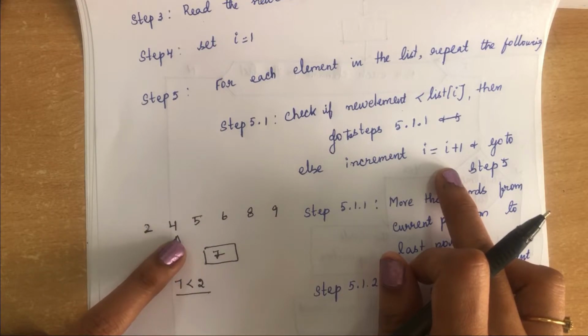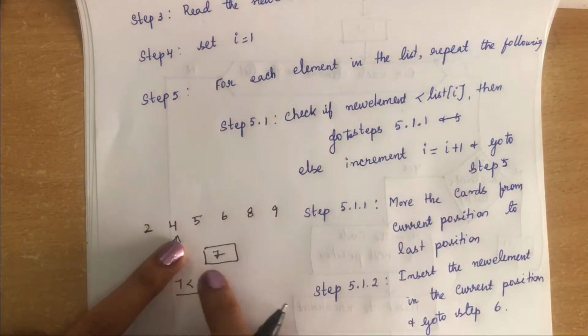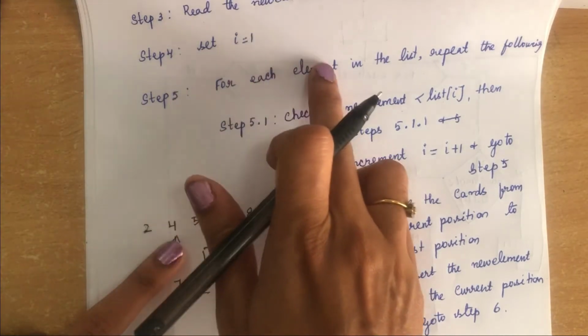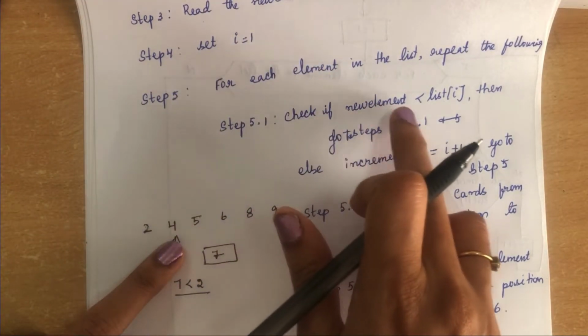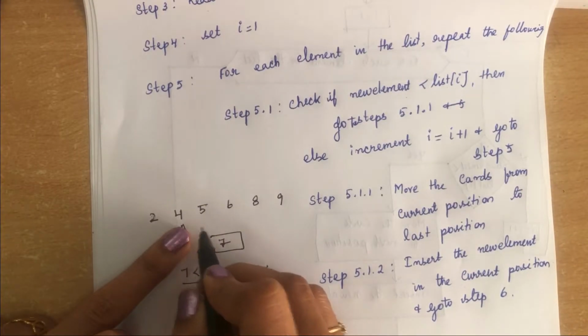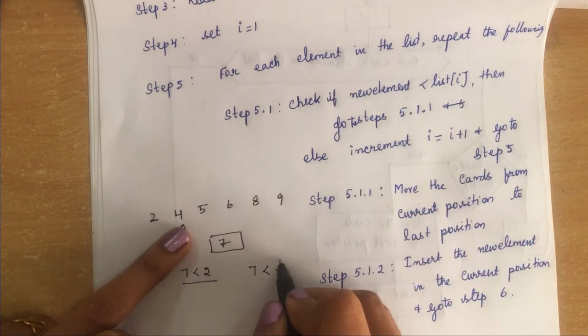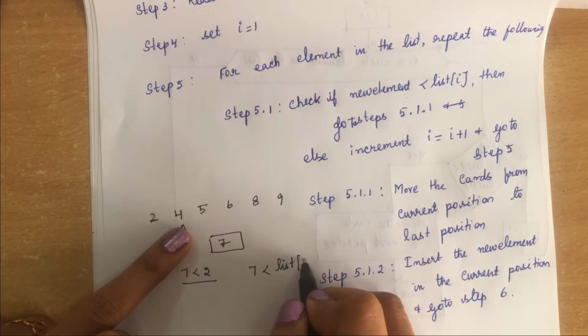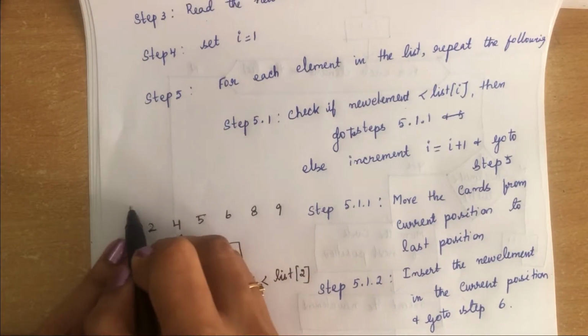Now it will compare this 7 again with the next element. It comes here and checks the new element. The new element is 7. So is 7 lesser than list of I? That means list of I is 2 here. So this is list of 1.